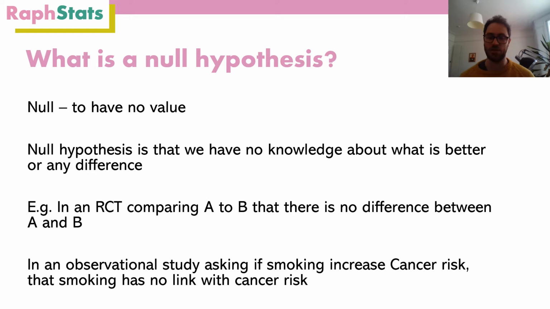In an observational study, we have no knowledge about a link between cancer and smoking. And so our null hypothesis is always that there is no link between these things, and that is the hypothesis that we have to disprove using our p-value to show that we actually think there is a difference. So all of the time I talk about disproving the hypothesis, that's disproving this idea that there is no difference between these two things.